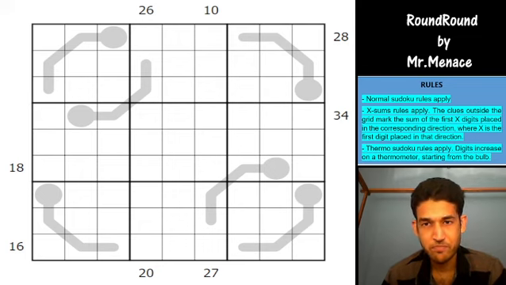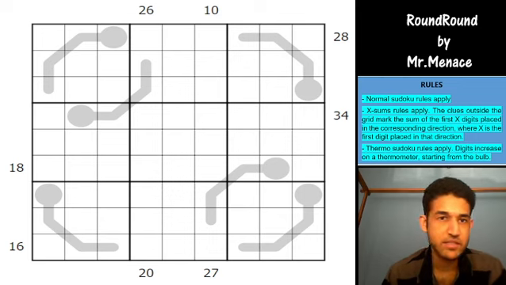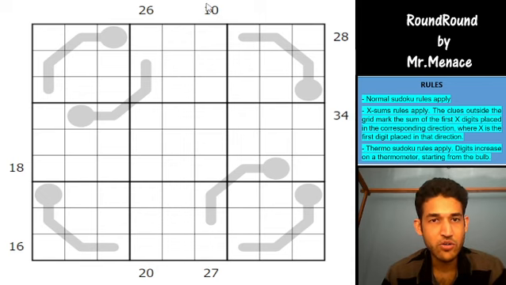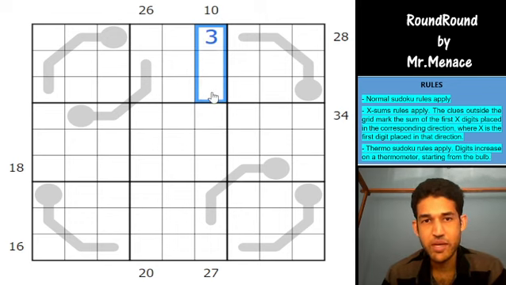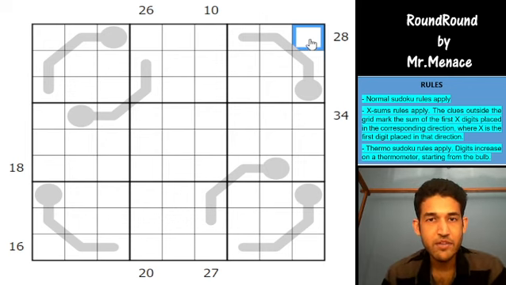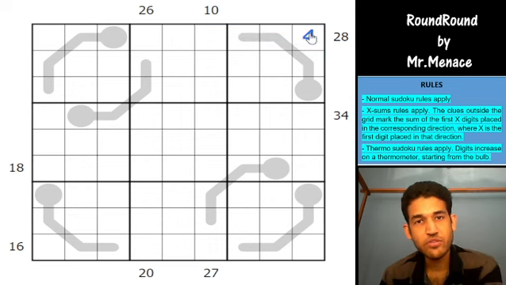So what is an XSum rule? The clues outside the grid mark the sum of the first X digits placed in the corresponding direction, where X is the first digit placed in that direction. So for instance, if you take that clue 10 and suppose the first digit is, let's say, 3, then this means that the sum of these 3 digits would have to be 10, because you have 3 here. This works similarly for other clues as well. For example, for 28, if you have 4 here, the sum of these 4 digits must be equal to 28. It depends on what value goes here.